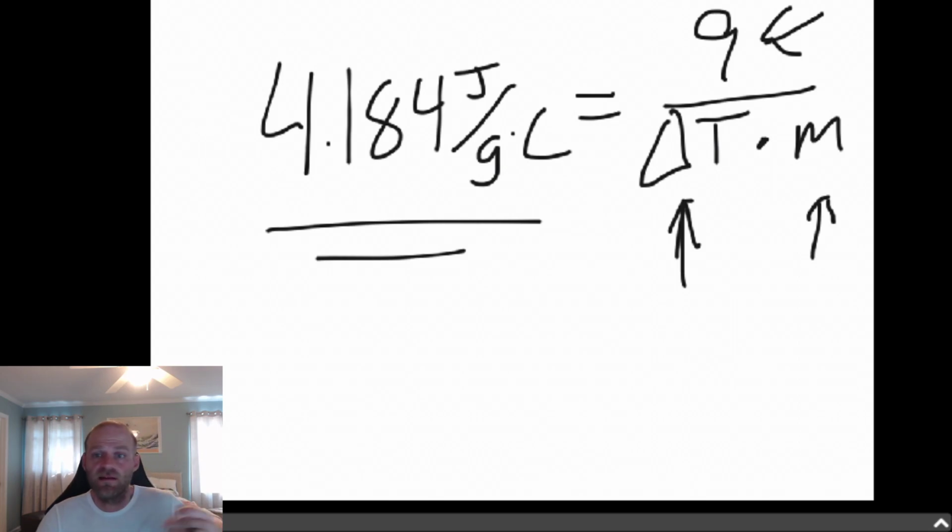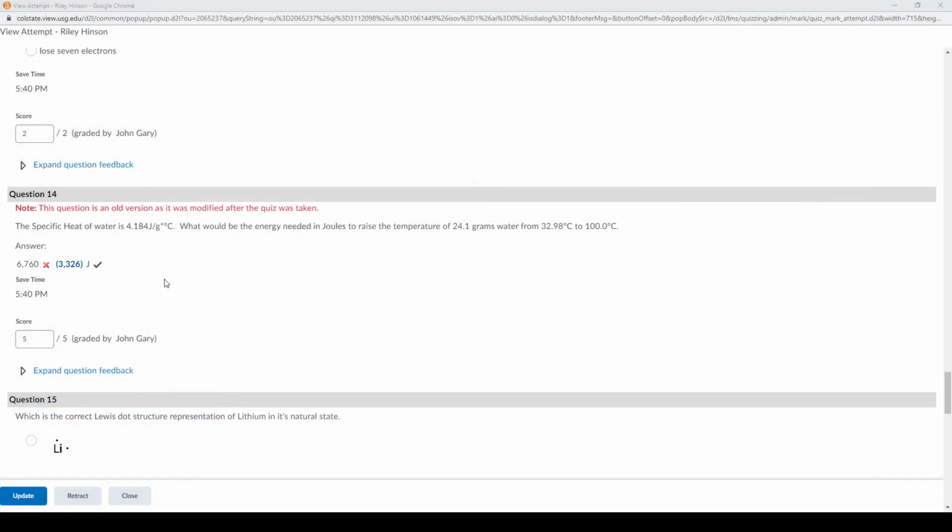So it used random variables. Everybody had different numbers. Let me do what this one is right here. It is 24.1 grams, and the temperature change of 100 minus 32.98. Okay. I'm writing all this down on my little pad here, so I'll swap back over. Mass equals 24.1 grams.